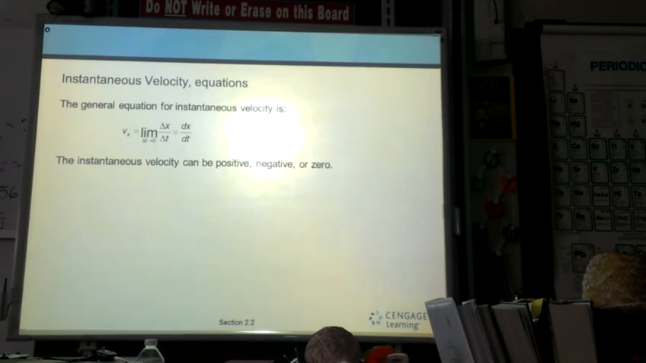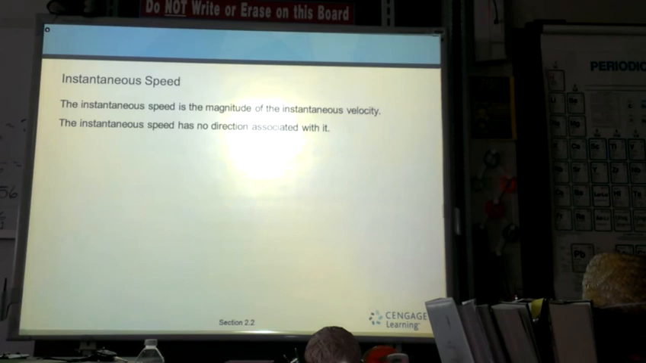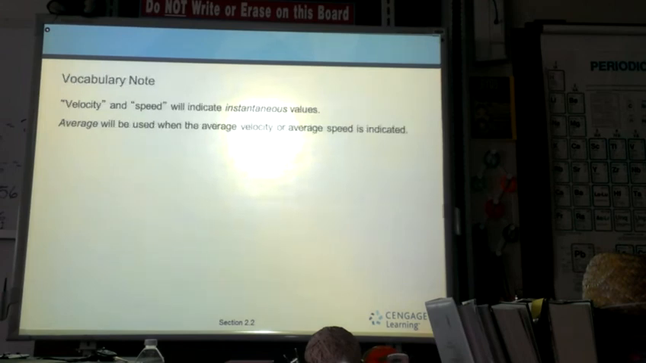Instantaneous velocity can be positive, negative, or zero. Again, that makes sense because velocity is a vector and it's dependent on direction. Instantaneous speed is just the magnitude of the instantaneous velocity, so it won't have a positive or negative associated with it because it doesn't have a direction.